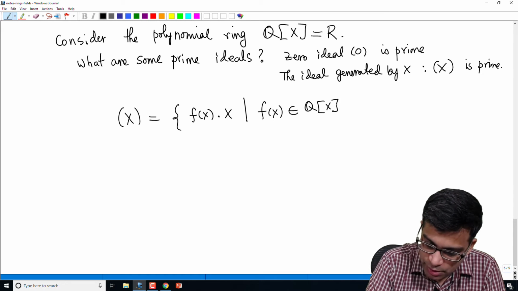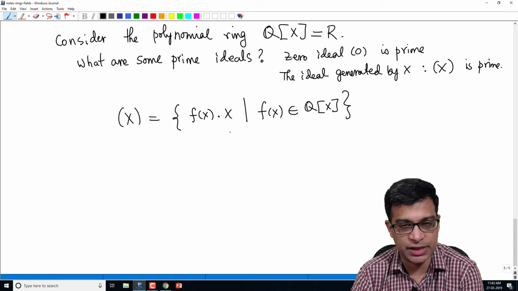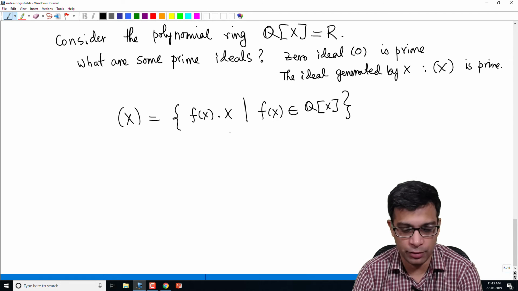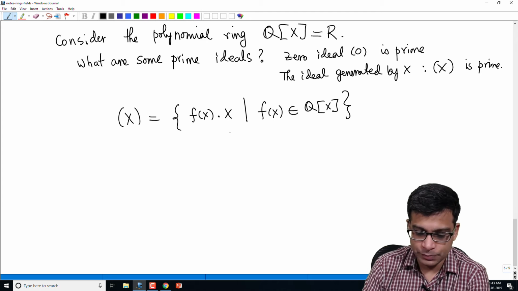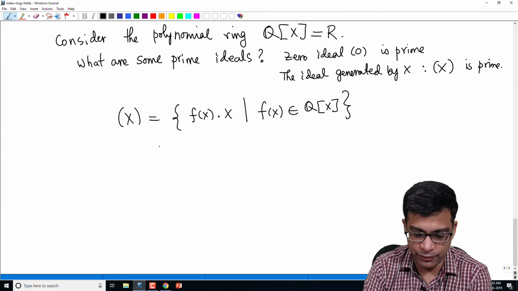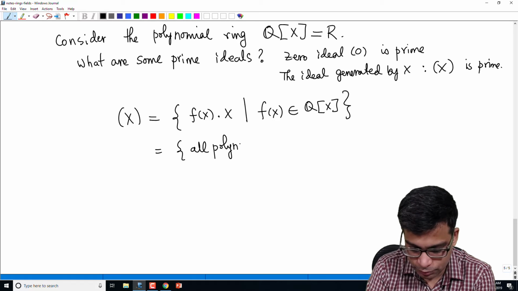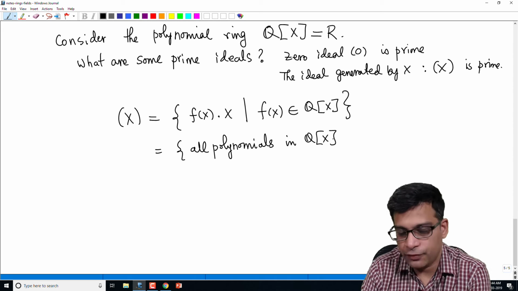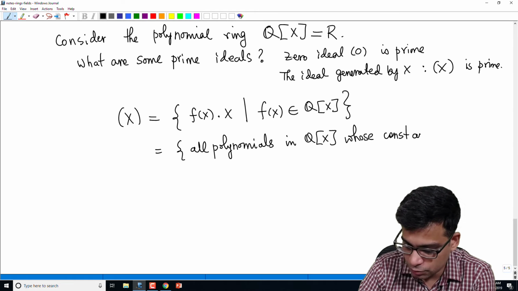Sorry, it's f(x) in the polynomial ring. The ideal generated by x is all multiples of x. Just like the ideal generated by 5 in the integers is all multiples of 5, the ideal generated by x in Q[x] is all multiples of x. But it's easy to describe this in a different way. These are all polynomials in Q[x]. If it's a multiple of x, its constant term must be 0.